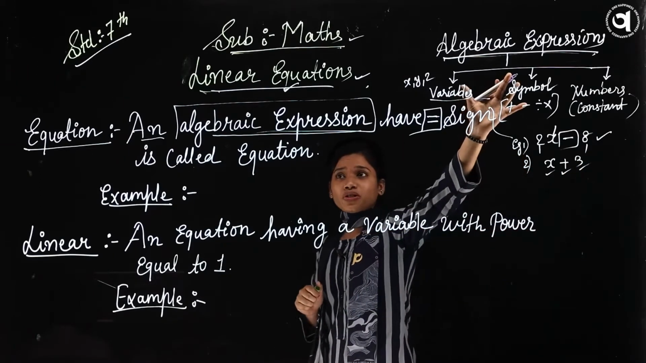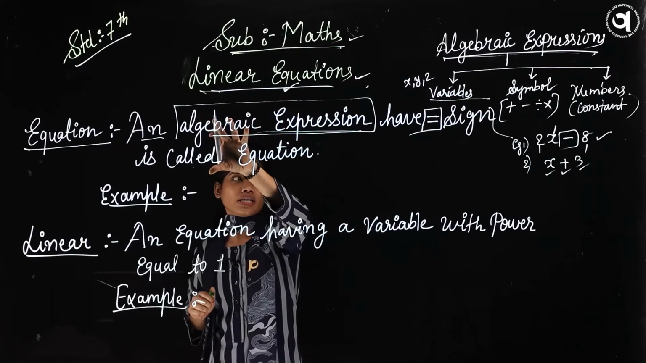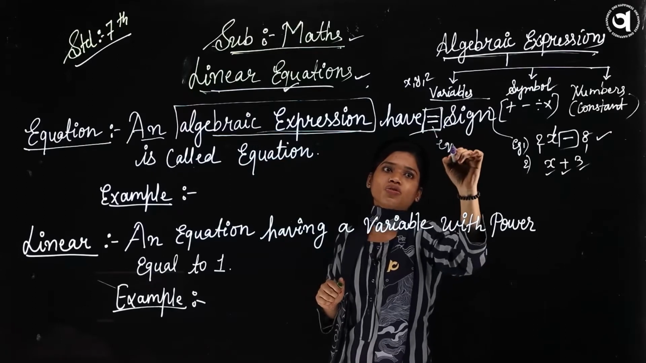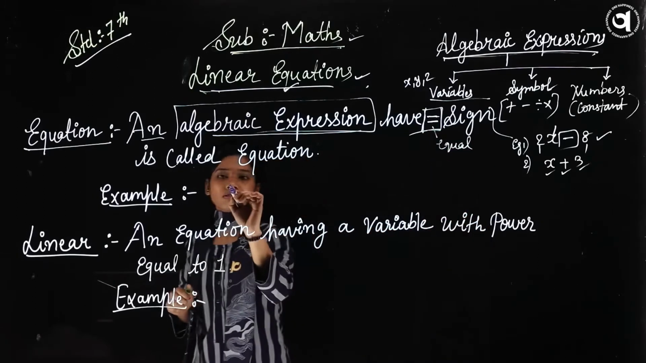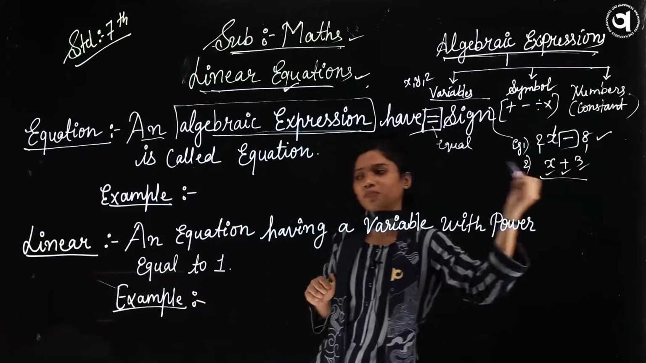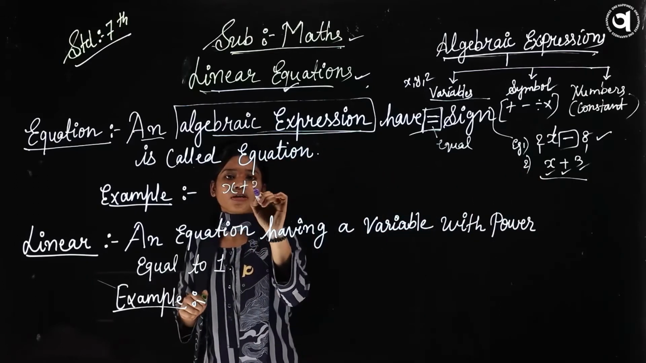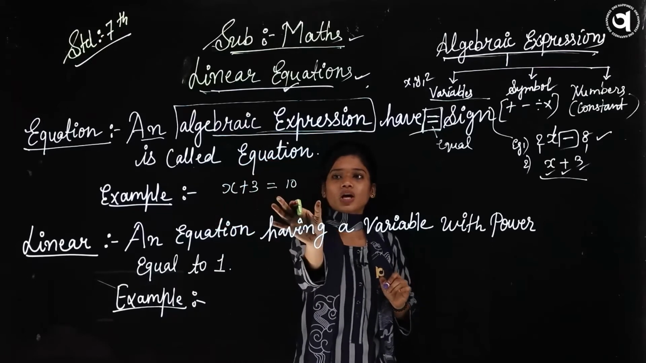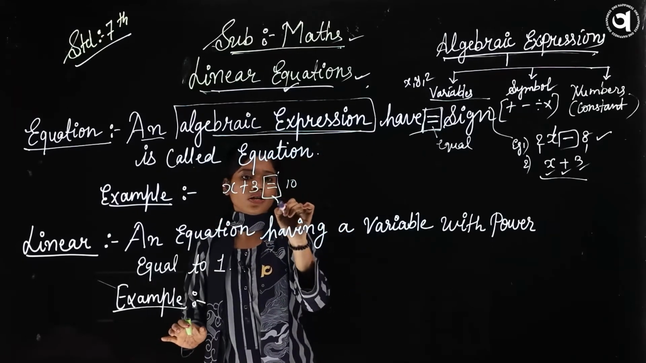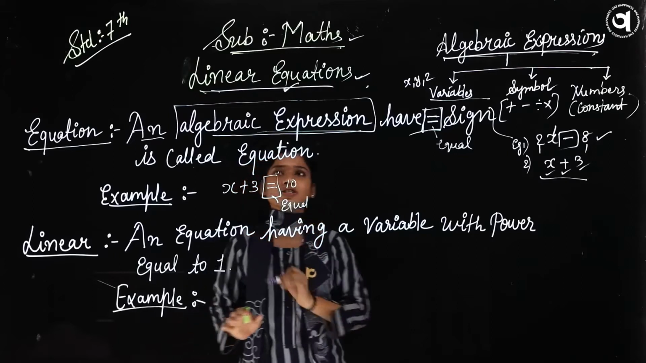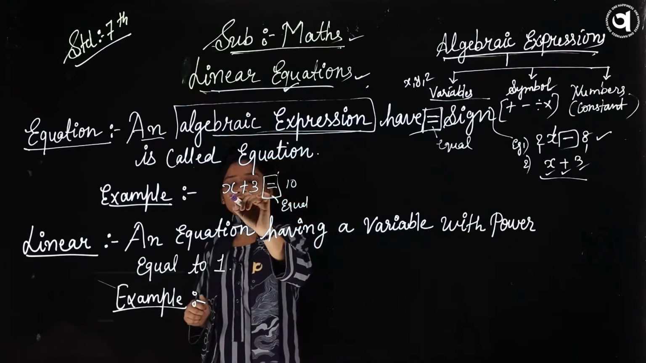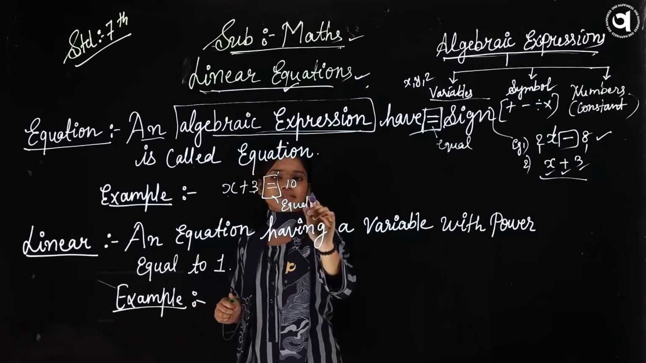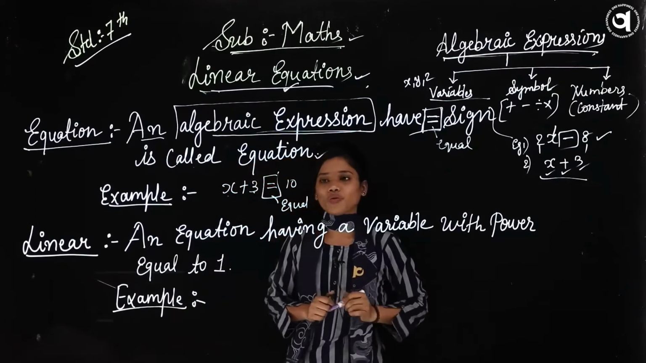So an algebraic expression is a part of an equation. Here one thing is different, that is the equal sign. If I am taking the same example of x plus 3 equal to 10, now this algebraic expression becomes an equation. That means this equal sign gives you the indication of an equation. So x plus 3 is a part of algebra, and the equal sign gives the definition of an equation.